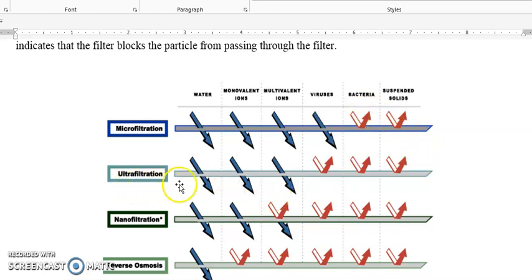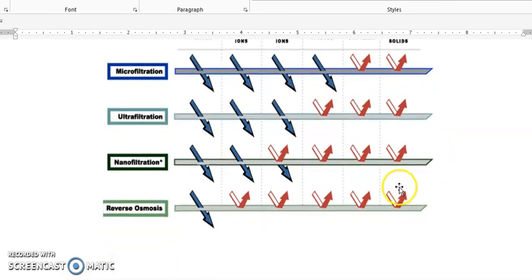Similarly, ultrafiltration is going to allow water, monovalent ions and multivalent ions to pass through the membrane, and viruses, bacteria and suspended solids are blocked. They cannot pass through the membrane, so they get removed.